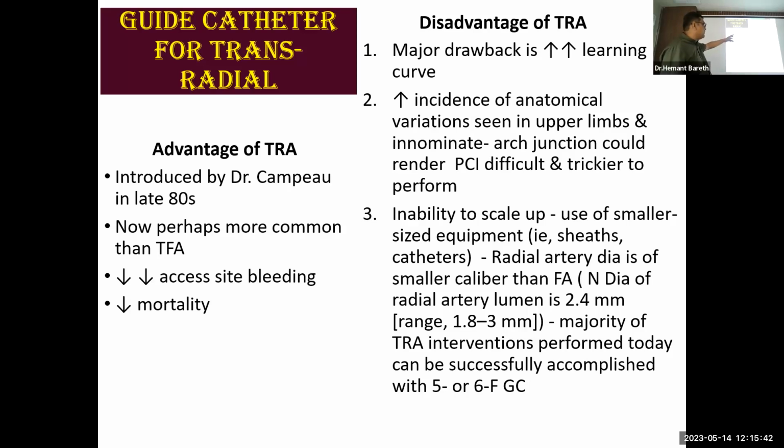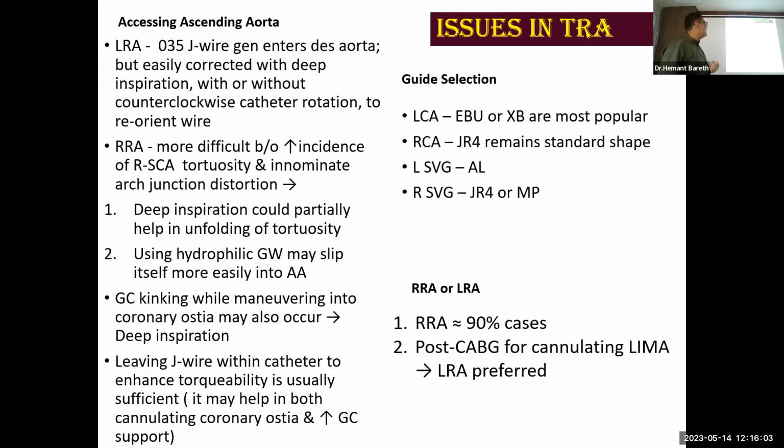So those are the problems you might face. Then there is also a problem in hooking. And the last problem is that the size of the guide catheter you use has to be smaller. You can't use a larger one because the radial is not large. So if you need more support, or for complex interventions, you may not be able to use a transradial approach. But having said that, it is still being used.